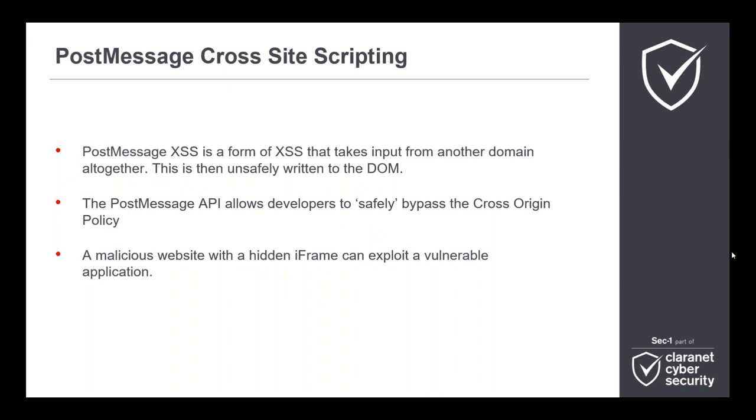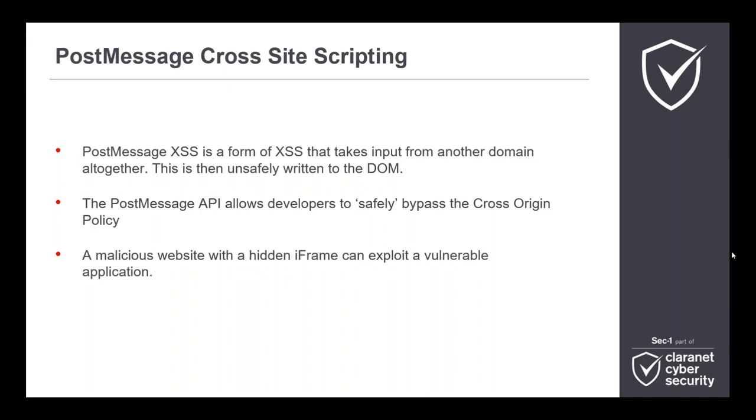PostMessage XSS is a form of cross-site scripting that takes input not from malicious input from a client or a domain, but instead another domain altogether. When it comes to cross-site scripting, this is then unsafely written to the document object model, which I'll refer to as the DOM. The postMessage API allows developers to make and receive requests between frames and pages without any cross-origin policy blocking them. It's kind of a safe-ish approach to bypassing the cross-origin policy. It is a useful feature, but often developers forget to check the origin of the message and incorrectly assume that the input can be trusted, allowing for some extra boundary where people are assuming that the information is trusted.